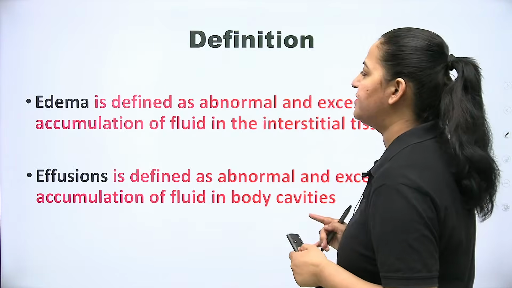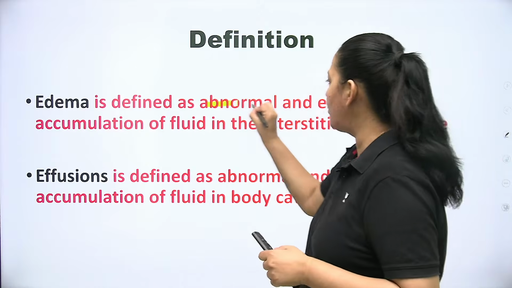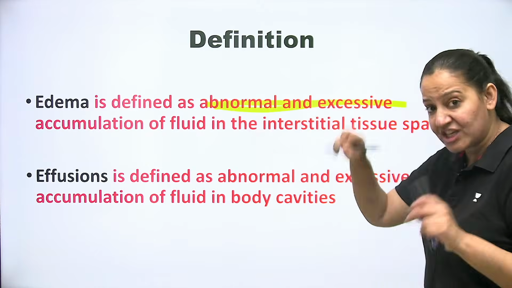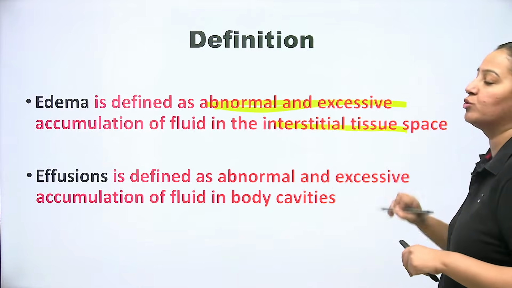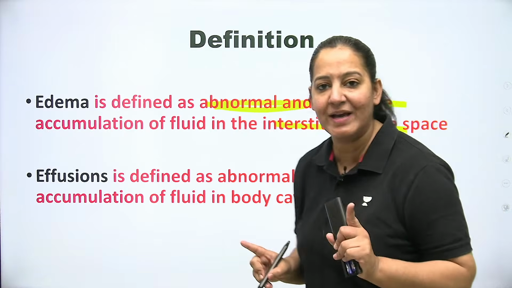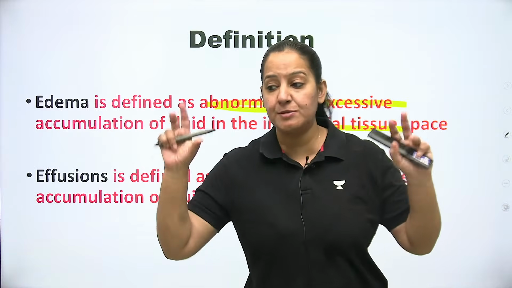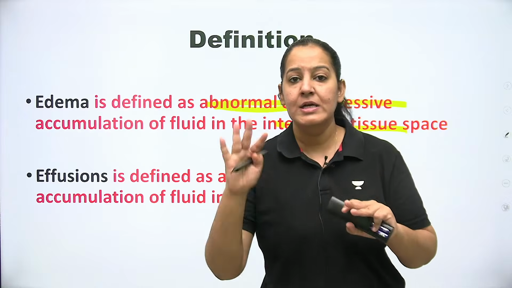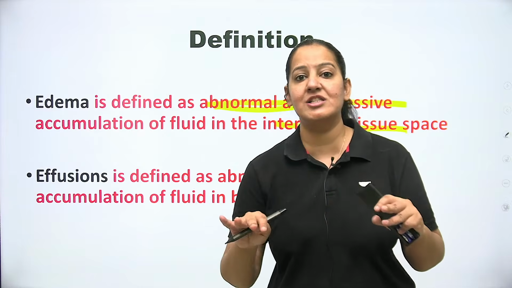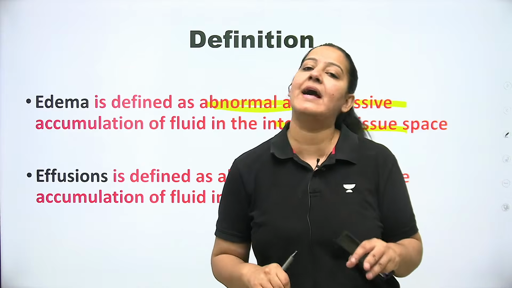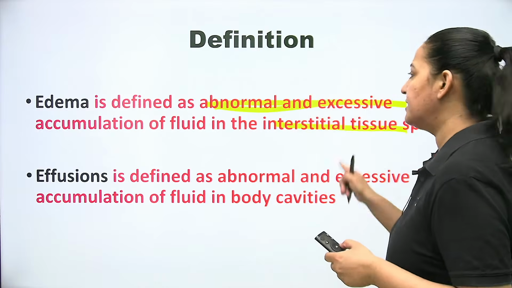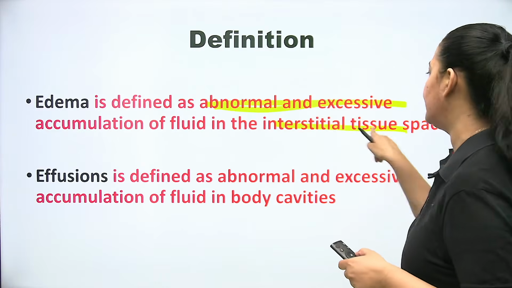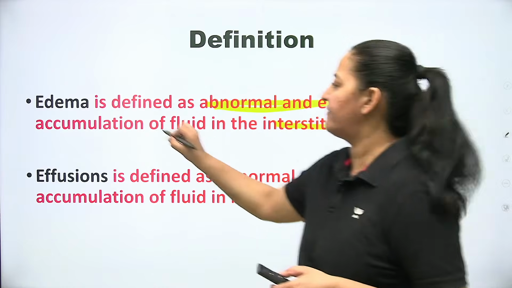So what is the definition of edema? Edema is defined as abnormal and excessive collection of fluid in the interstitial tissue space. You got what the interstitial space is? Interstitial space is the space between adjacent cells in any organ. So the space between the cells is interstitial space, and if fluid is accumulating in that space, it is known as edema. So edema is the abnormal and excessive accumulation of fluid in the interstitial space. That is the definition of edema.